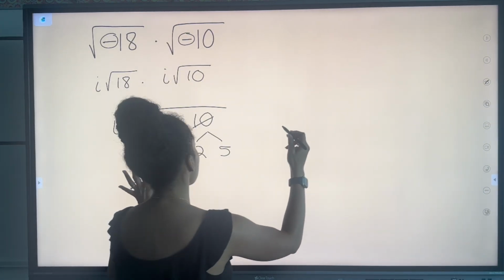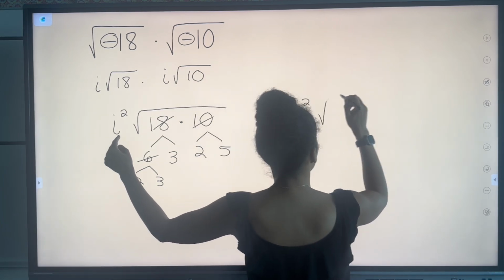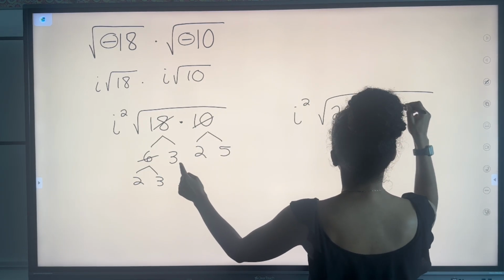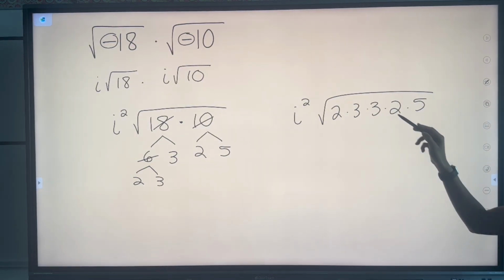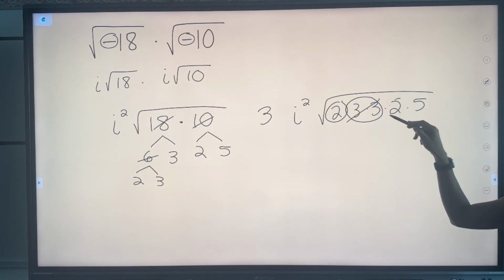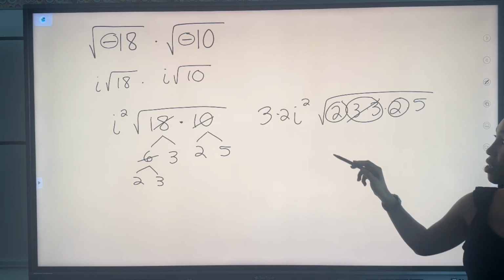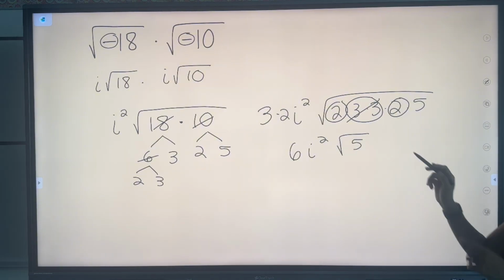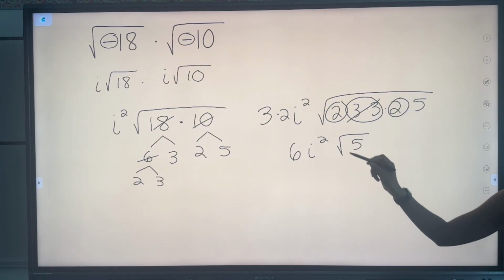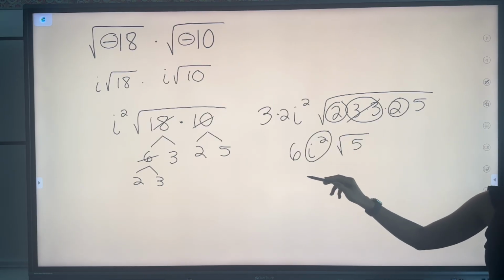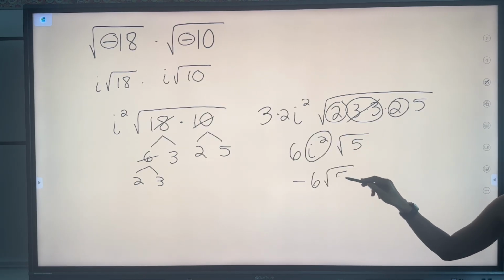So this is just I squared on the outside, and I have 2 times 3 times 3 times 2 times 5. Here's a pair, it goes outside. Here's a pair of 2s, that goes outside. So this is 6I squared, and the 5 is still on the inside. Now, I squared is just negative 1. So this is negative 6 square root of 5.